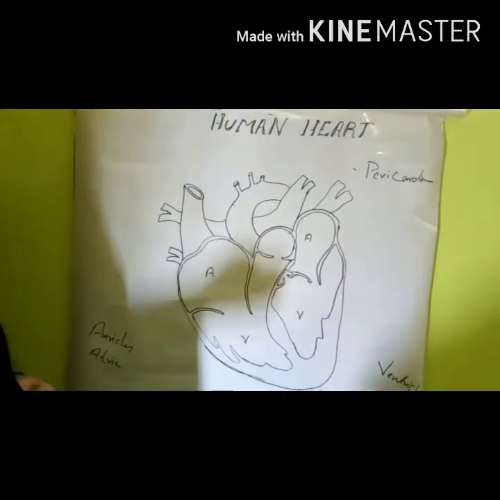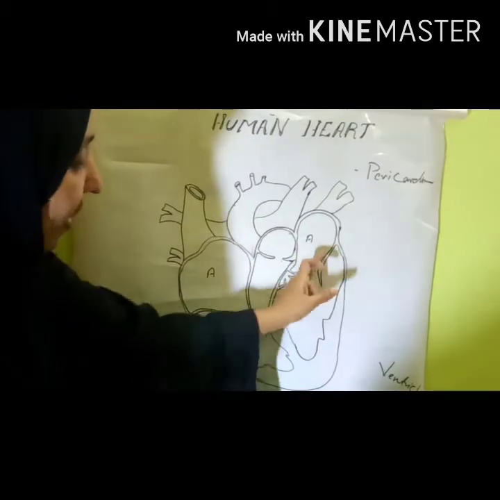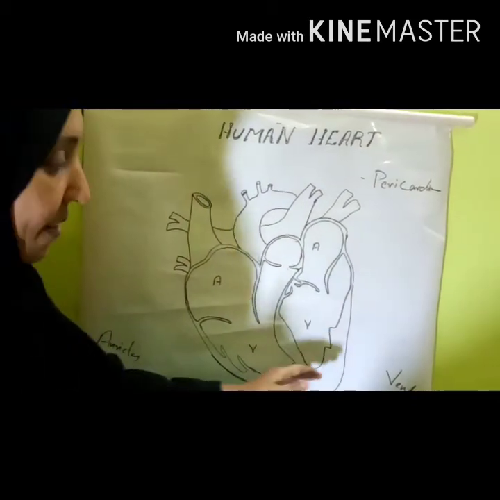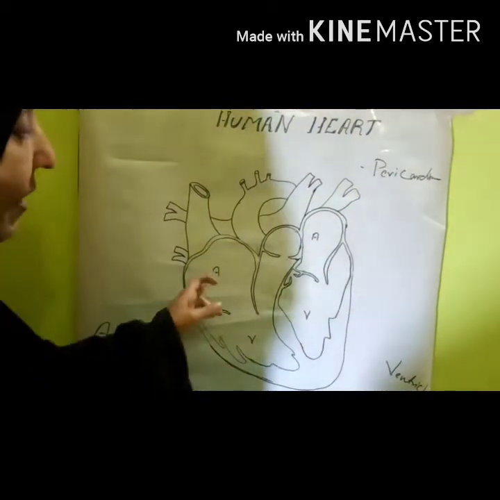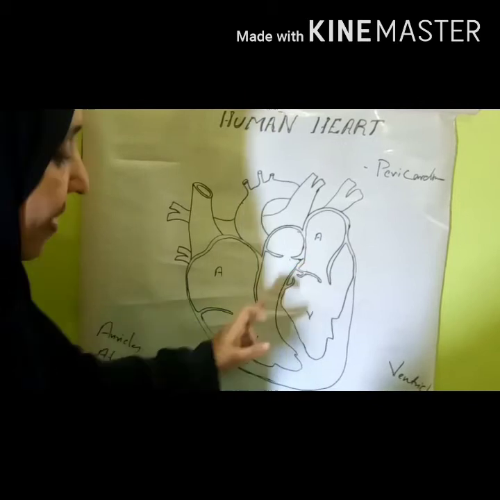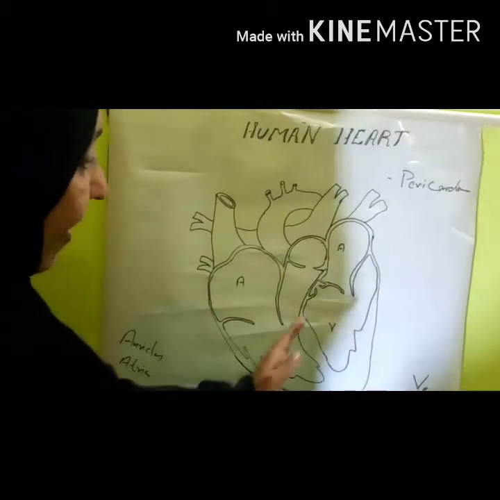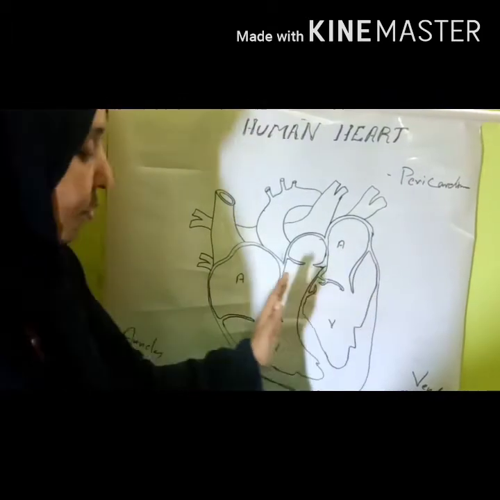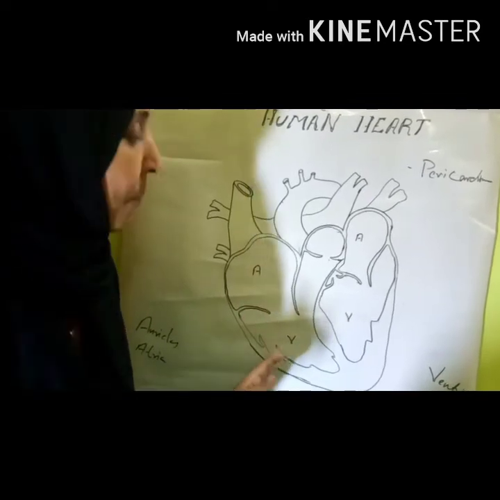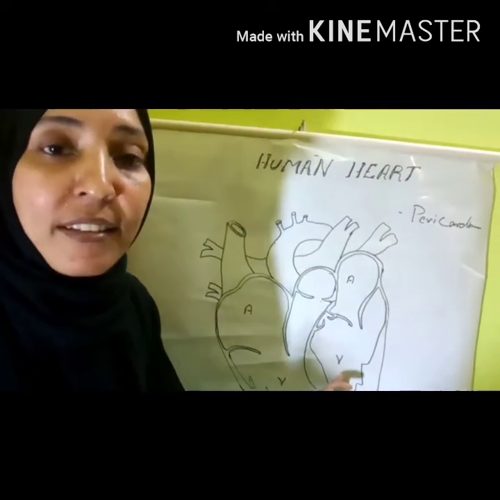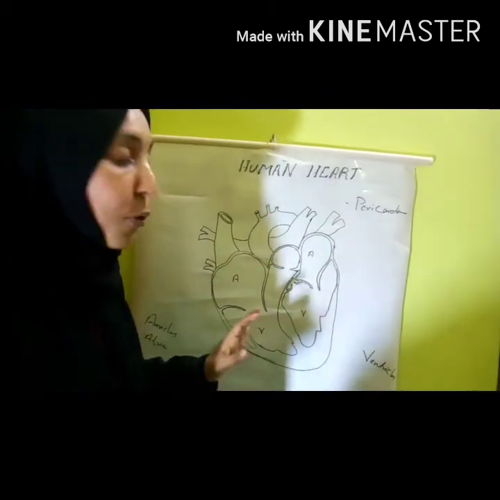Internally the heart has 4 chambers, 2 auricles and 2 ventricles, or we can say 2 upper chambers and 2 lower chambers. The upper chambers are the auricles and the lower chambers are the ventricles. Again, we can say 2 chambers on the right side and 2 chambers on the left side. On the left side one auricle and one ventricle, and on the right side also one auricle and one ventricle. These are the 4 chambers of the human heart.